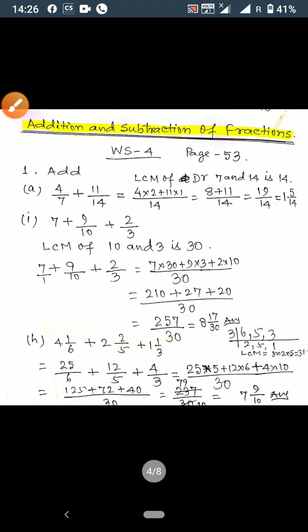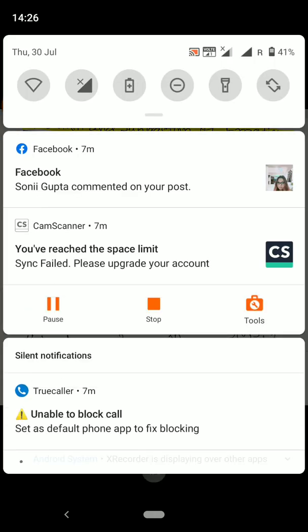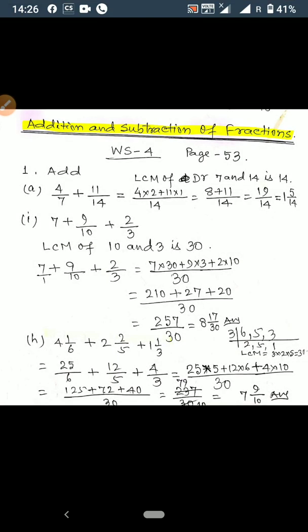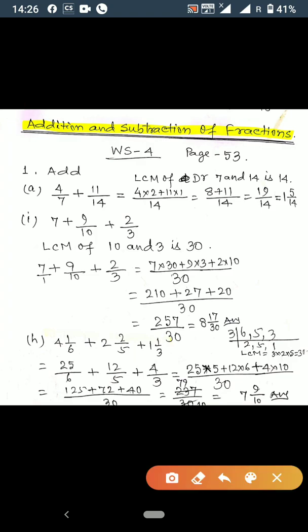Worksheet 4, page 53. Add 1a, 4 by 7 plus 11 by 14. First of all, find the LCM of denominators 7 and 14, which is 14. So LCM is 14. Now 14 divided by 7, the quotient is 2.